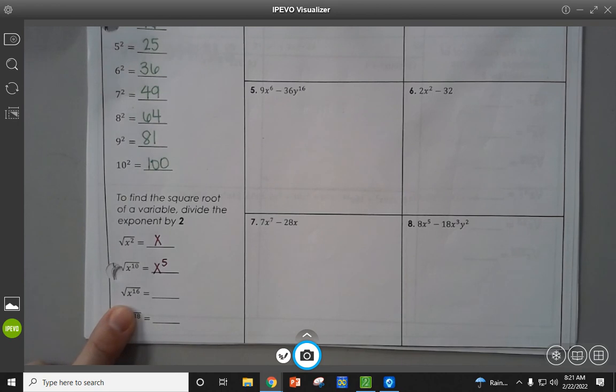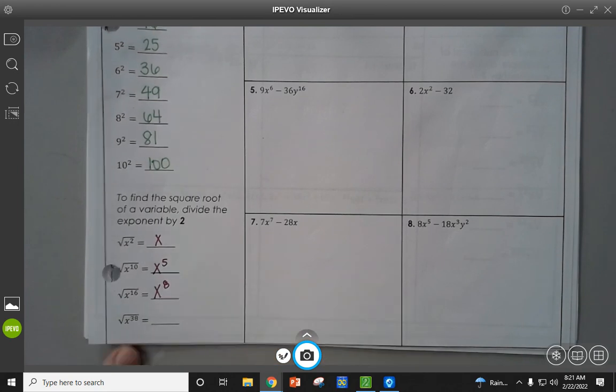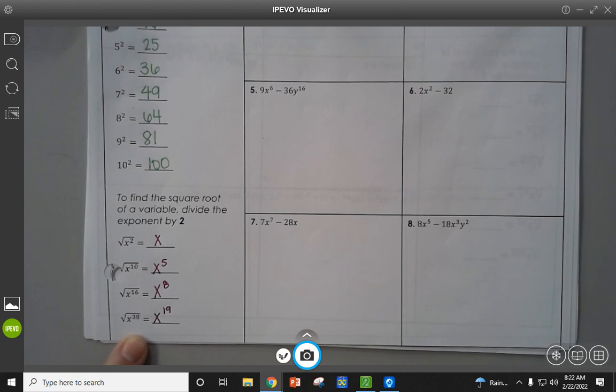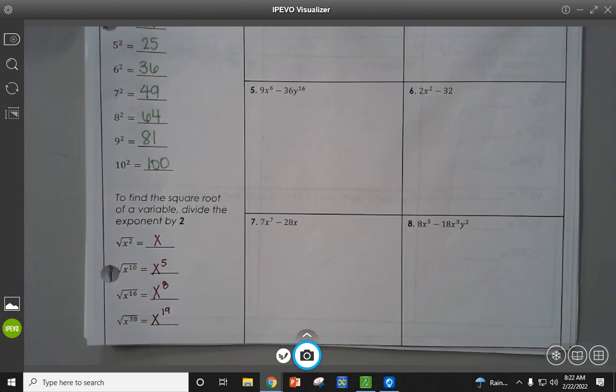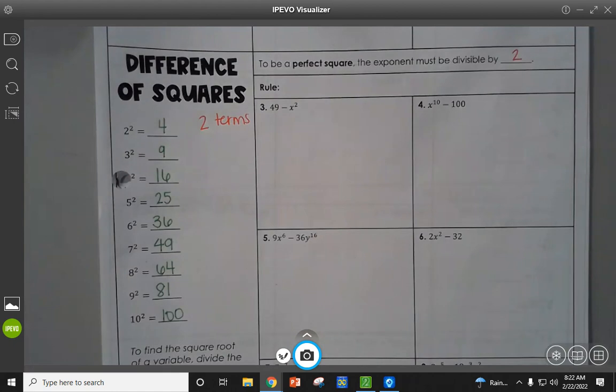What's the square root of x to the 16th? X to the 8th. What about x to the 38th? X to the 19th. If you recognize that you have two terms that are perfect squares and there's a subtraction, it's a difference of squares. And here's how you factor it.